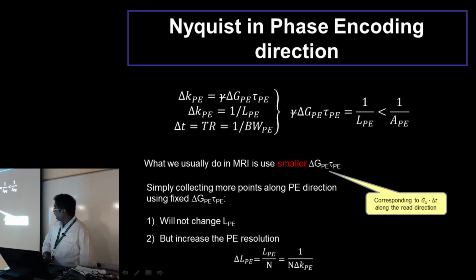That's basically evident here. So delta LPE, which is your resolution along the phase encoding direction, is LPE divided by n, so that leads to an increase in your resolution, whereas LPE is basically determined by this step size. If you're keeping the step size constant, it doesn't matter how many steps you're acquiring, your field of view does not change. Whereas the more steps you're acquiring, the higher the resolution you have along the phase encoding direction. Actually the same is true in the read direction, though things are a little bit different there.